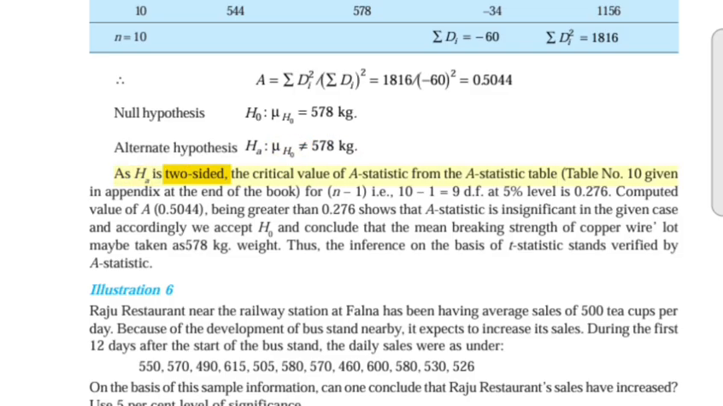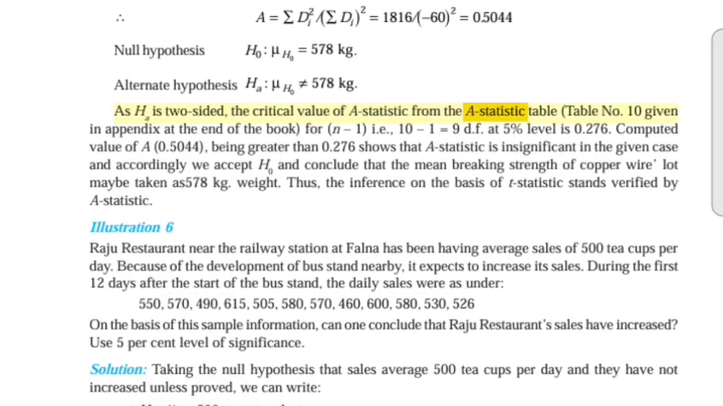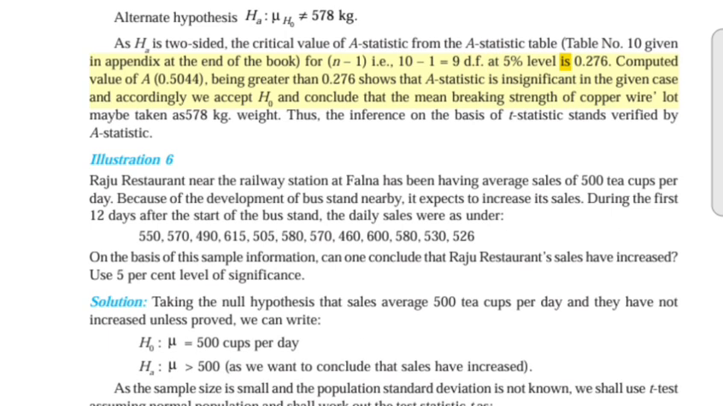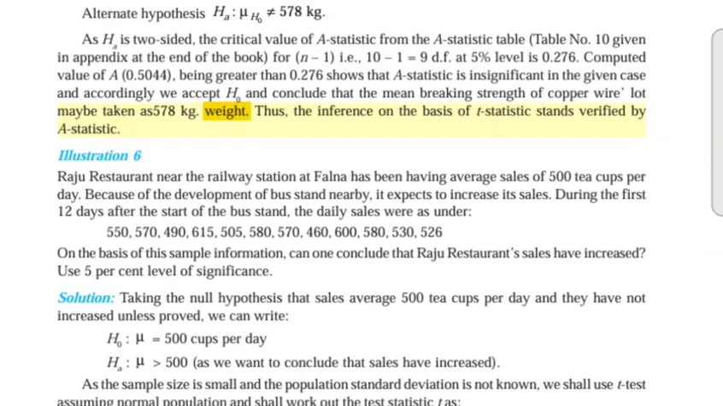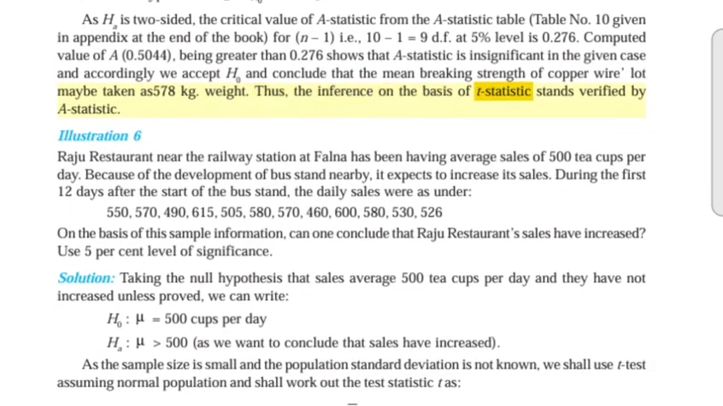As Ha is two-sided, the critical value of the A statistic from the A statistic table number 10 given in the appendix at the end of the book for n-1, i.e., 10-1 = 9 d.f., at 5% level is 0.276. The computed value of A, 0.5044, being greater than 0.276, shows that the A statistic is insignificant in the given case, and accordingly we accept H0 and conclude that the mean breaking strength of the copper wire lot may be taken as 578 kg weight. Thus, the inference on the basis of the T statistic stands verified by the A statistic.